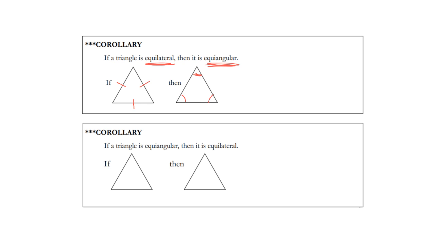Sorry, that tick mark's bad. Okay, and again, the converse of that is also true. If a triangle is equiangular, if all the angles are the same, then automatically we will know it is equilateral.